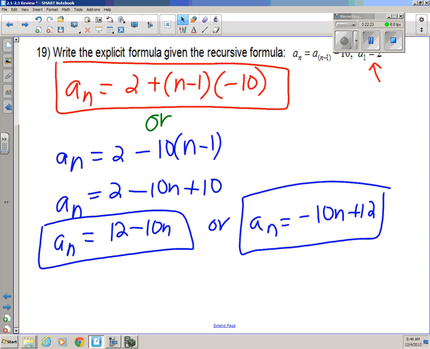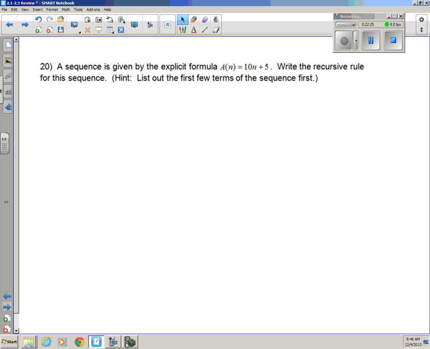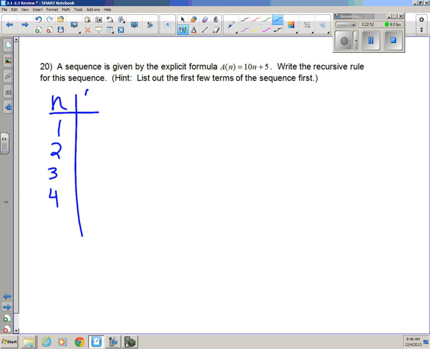Winding it down. A sequence is given by the explicit formula. This is that y equals mx plus b. Write the recursive rule for the sequence. Now remember, well not remember, but here's a hint. List out the first few terms of the sequence first. We did these by graphing. So if you remember how we did these before, we said n stands for the position that you're in. First term, second term, third term, fourth term. The a sub n stands for the value at that spot.